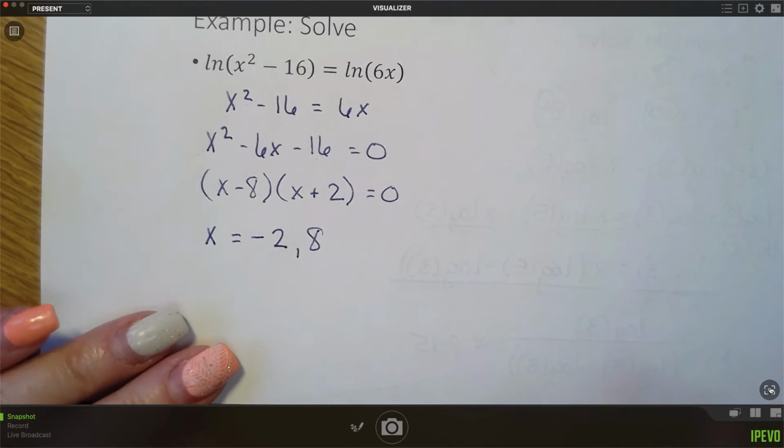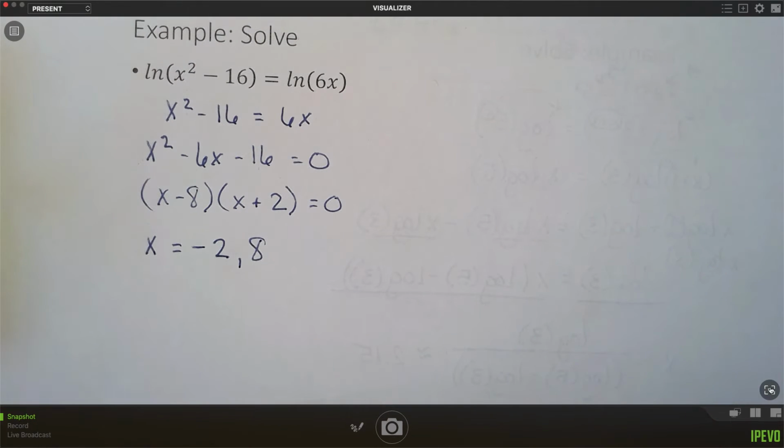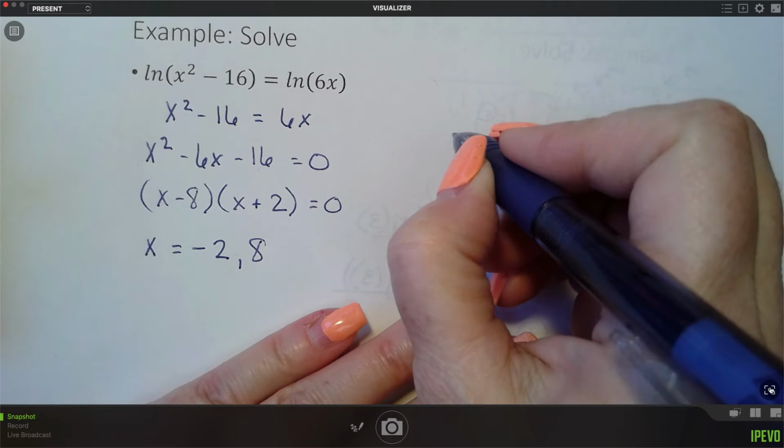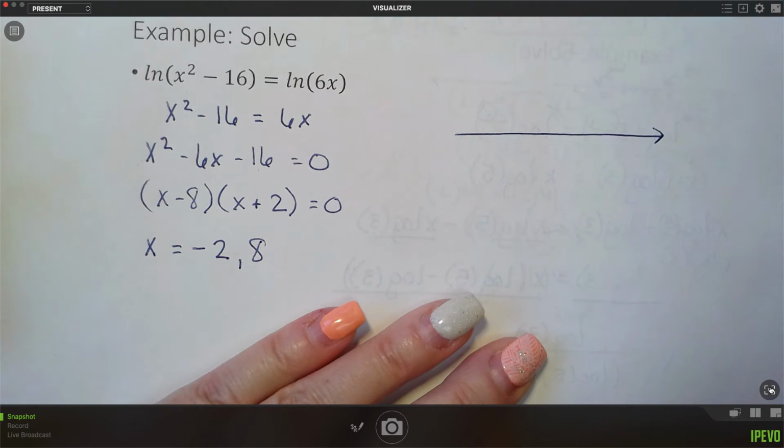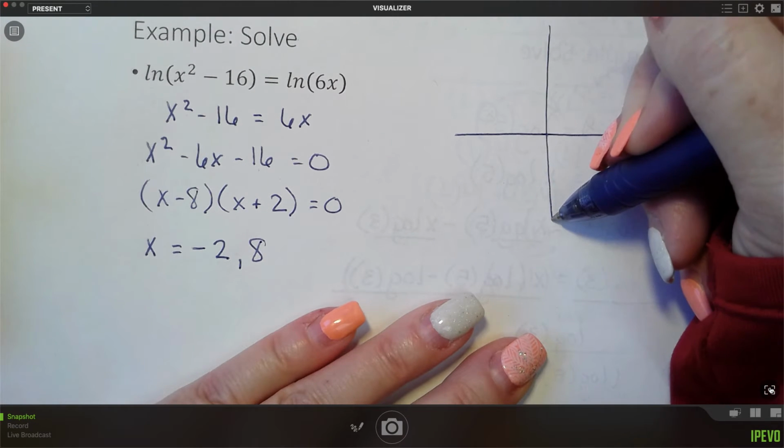Now, we've talked about extraneous solutions, meaning extra, like they sometimes don't work, right? Plug it in and see if it works. When we have something that has a limited domain, like logarithms, do we need to think about that?